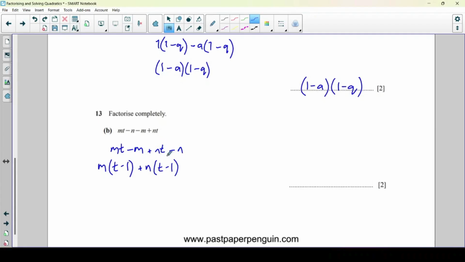Again, if you'd have done it the other way around, that would have been fine. You'd have got minus 1 plus t and just realised that you needed to switch them over. So in the first brackets, m plus n, and in the other brackets, t minus 1.